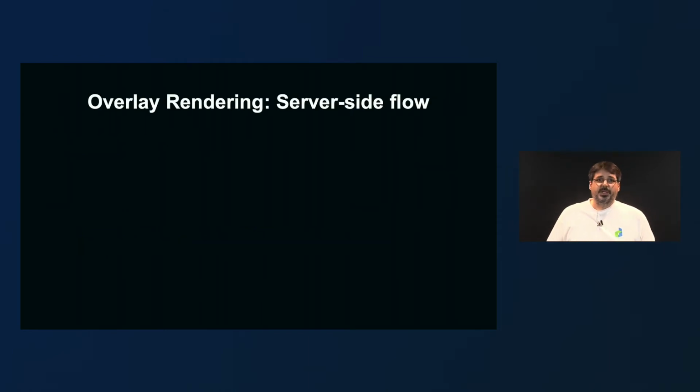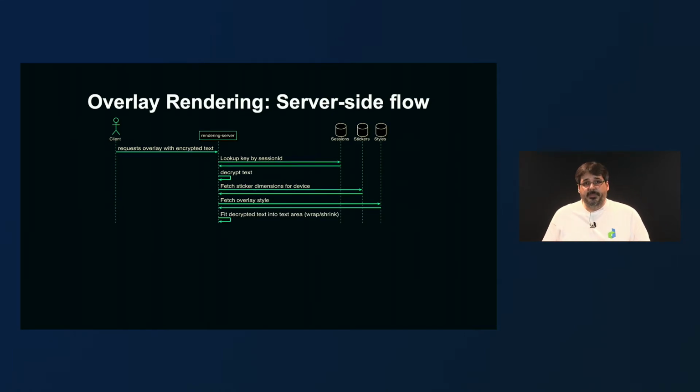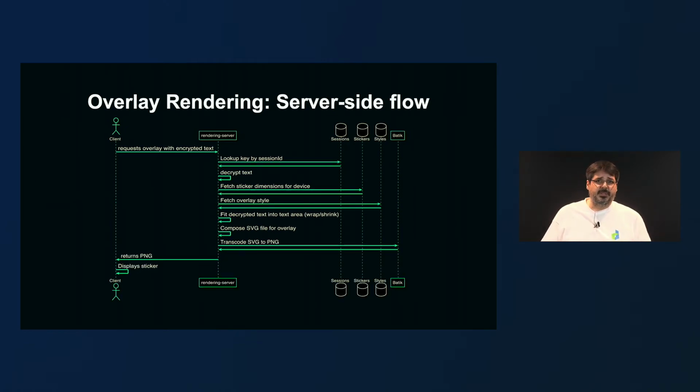server. So as we said, the client requests the overlay, sending the encrypted text together with the session ID. The server then looks up the session ID, decrypts the text using the key found in the storage, then fetches the dimensions of the sticker based on the device, then fetches the overlay style information, which includes the position and the size of the text area, and then runs the algorithm to fit the text into the area. After that, it can compose the final SVG and then send it to Batik for the final PNG generation. It then returns the image to the client, which composes the final sticker on the device.